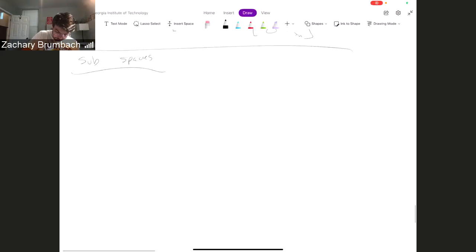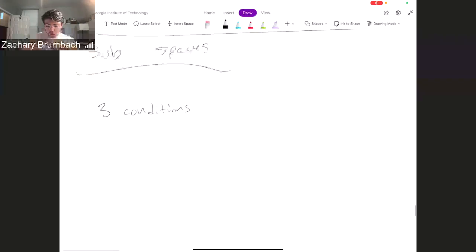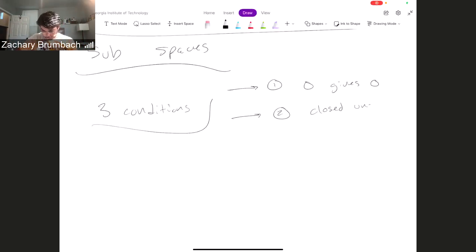Subspaces, 3 conditions. I implore you to always check the first condition before you try to do any tricks. Okay? Condition 1, 0 gives 0. Plug in 0. Does it work? If it does, step 1 complete. 2, closed under addition. 3, closed under multiplication. Right. So, check if 0 is true.